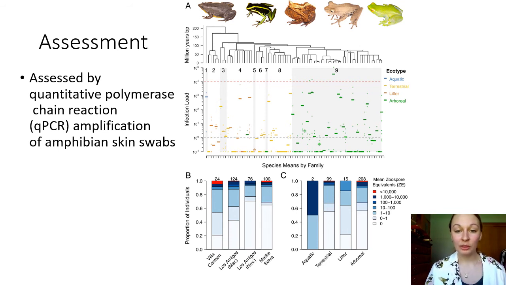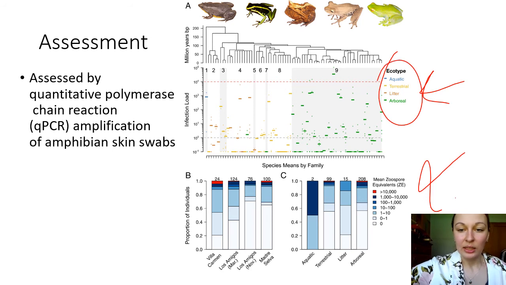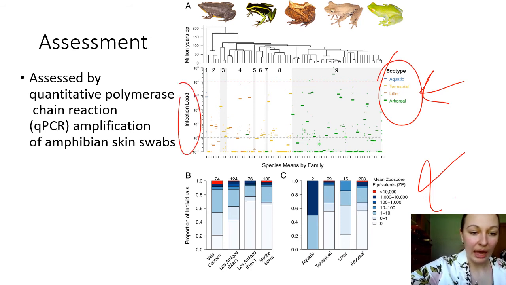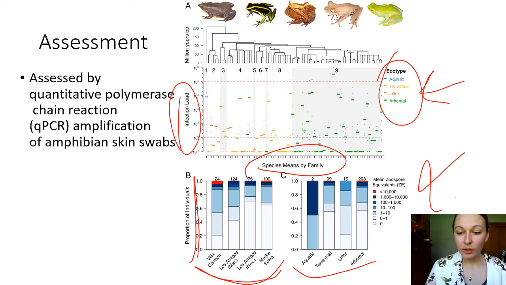With that information, they are able to make graphs like this and charts that look at different ecotypes, look at how infected they are. They can compare it by species. Here they can look at different locations and look at the zoospore thresholds. They can do all sorts of statistics with that information.